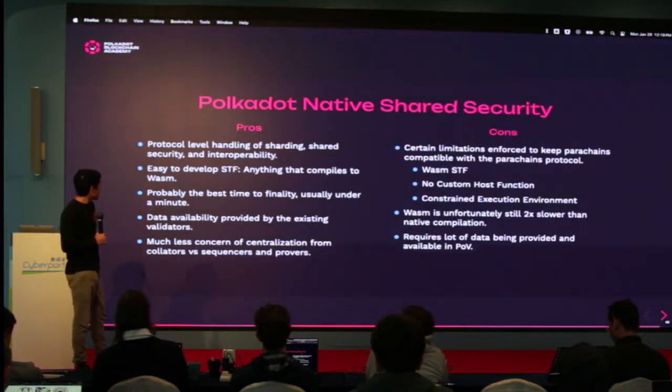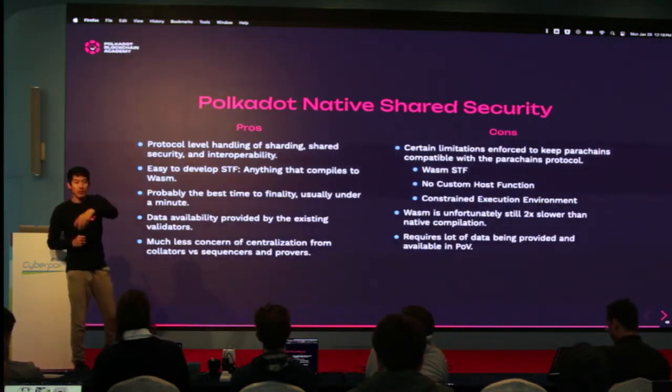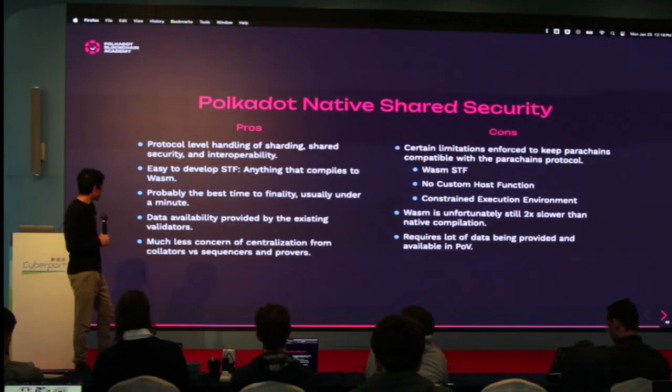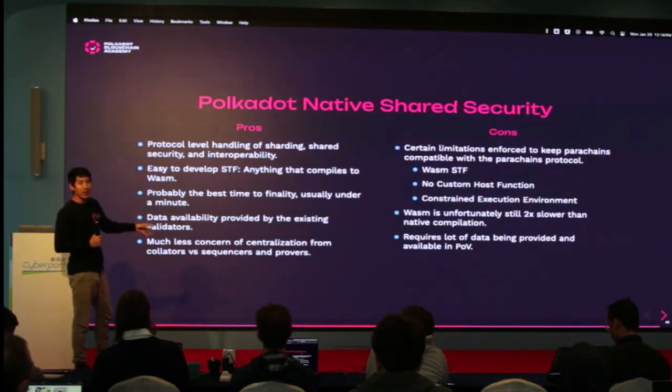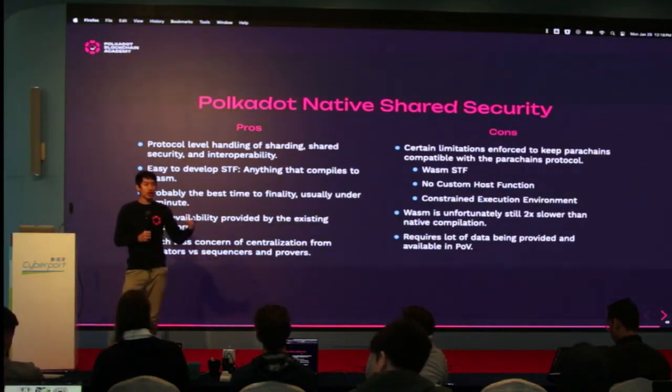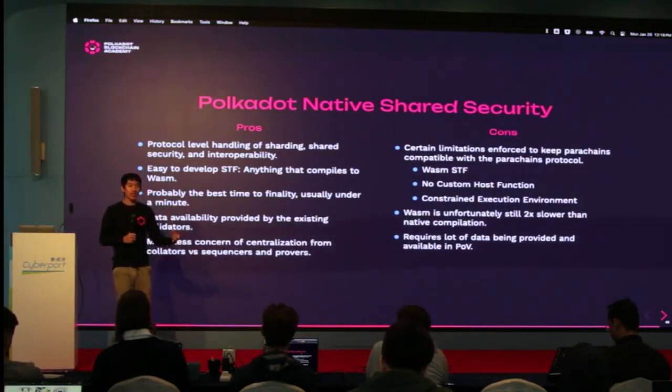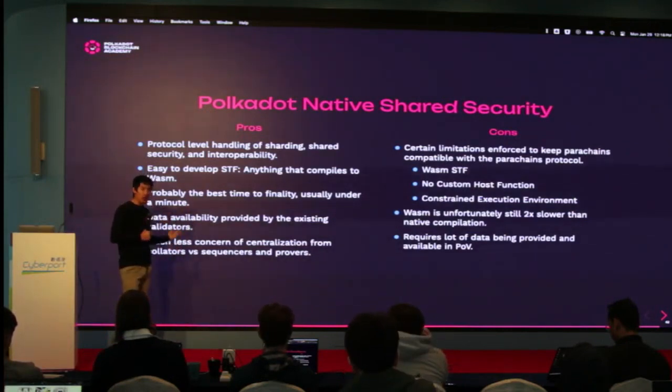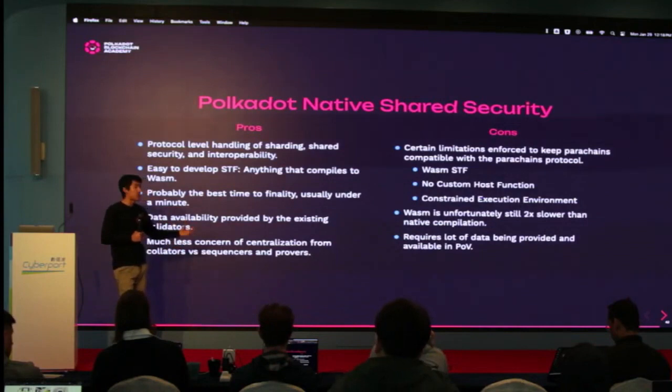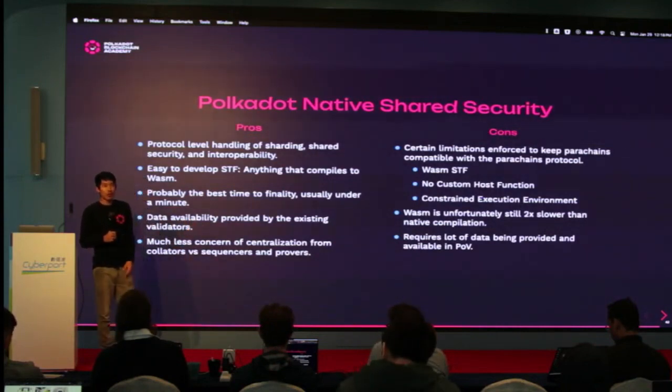Data availability is provided by the existing validators, so you get that for free. You don't have to build a secondary chain, a secondary token, a secondary economy, secondary APIs, secondary bridges. It's just built into the system. There's much less concern of centralization from collators versus sequencers and provers. Collators need to exist for parachains to exist, but the centralization risk of a collator is much, much less than the sequencers and provers inside of the other rollups.